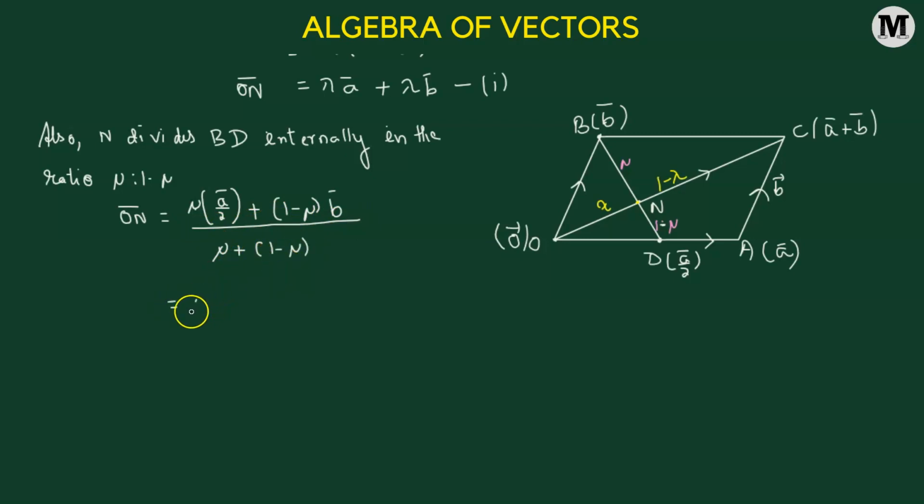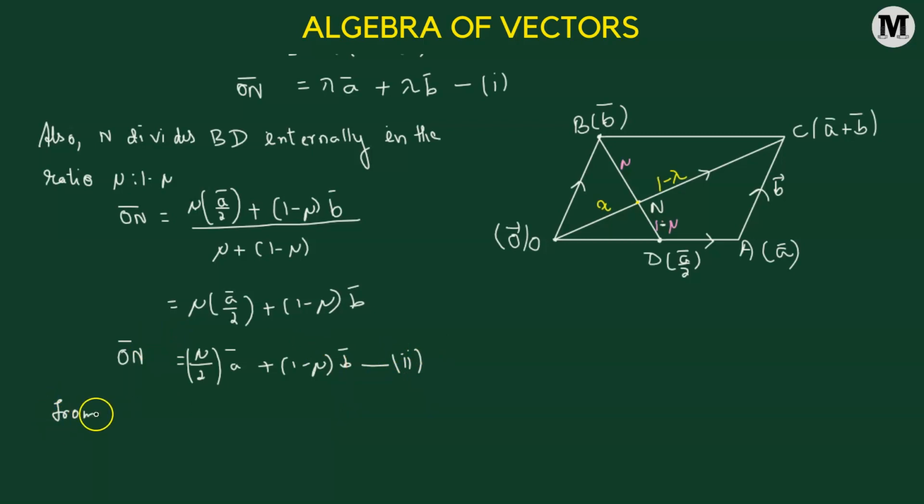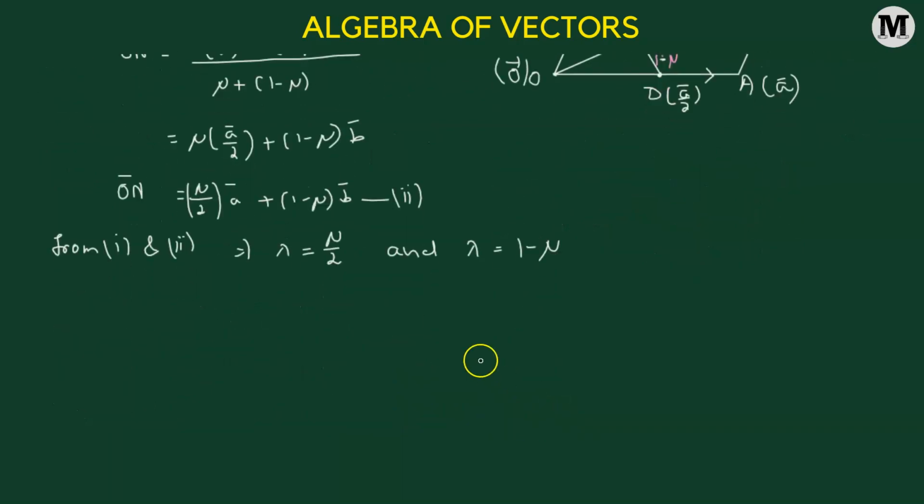This will be simply equal to mu multiplied by A vector over 2 plus 1 minus mu multiplied by B vector. We can rewrite it as mu over 2 multiplied by A vector plus (1 minus mu) multiplied by B vector. This is the position vector ON, and let's label this as number 2. Now we can use equation number 1 and equation number 2 and compare them to get lambda equals mu over 2 and lambda equals 1 minus mu.